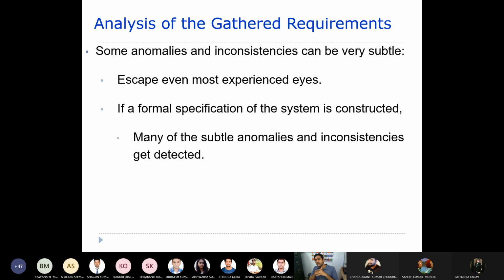If you specify these requirements using some sort of formal system, right? We will talk about those formal systems. Actually, they are mathematical methods being used to specify the requirements. If we use them, you will probably be able to detect these anomalies and inconsistencies accurately. Okay, so that is what it all says, right? If you're going through the natural statements or natural language, you may skip all these anomalies and inconsistencies.